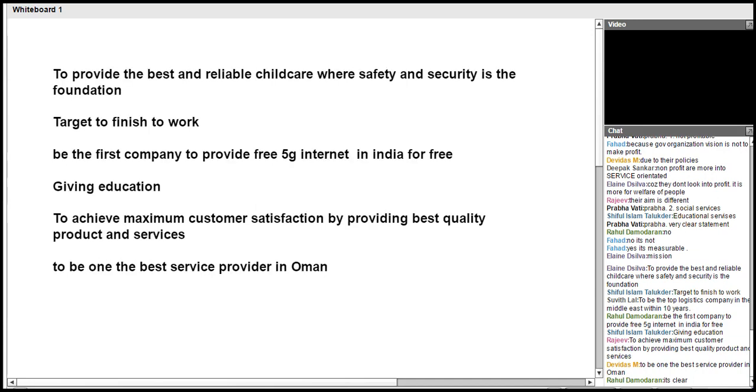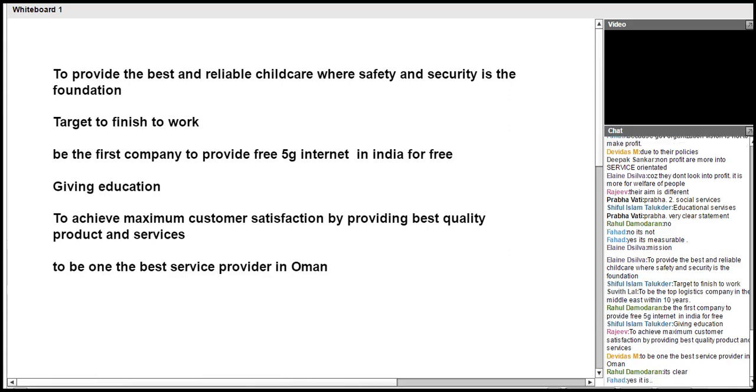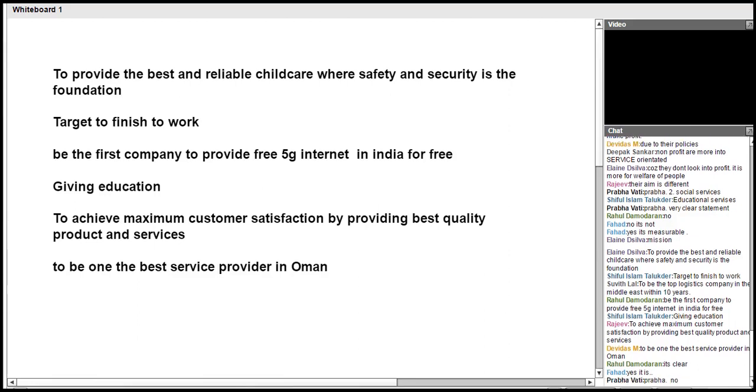Okay, here you go. Now, the first one says to provide the best and reliable childcare where safety and security is the foundation. Do you think this mission is clear? So what do you think is wrong with this mission statement?